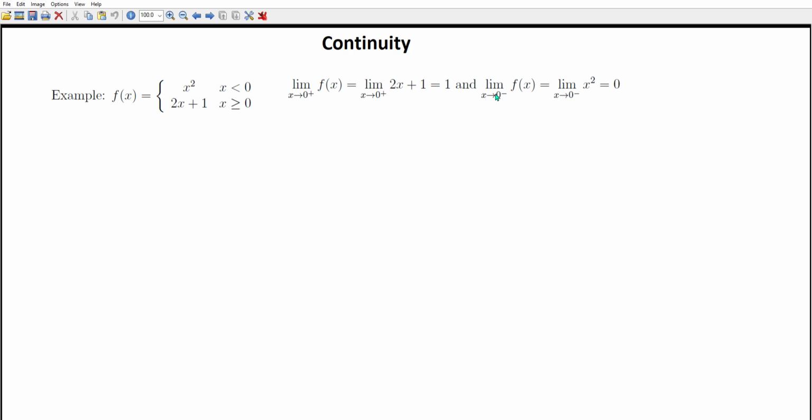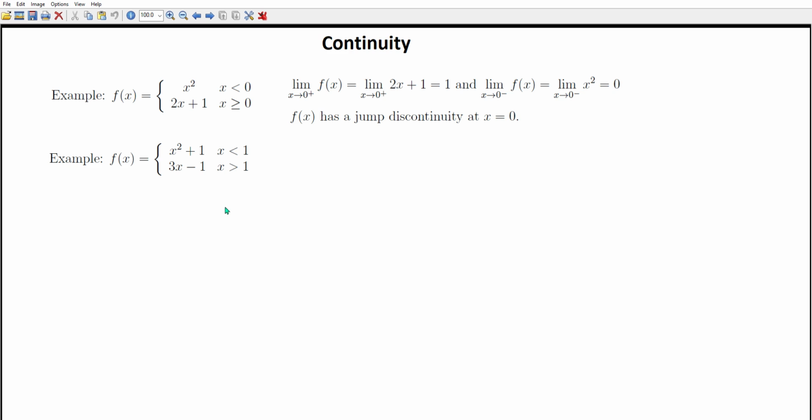When x is less than 0, we're looking at the limit as x goes to 0 minus of f of x. That's x squared. That's 0. These two limits are not equal. That means that this is discontinuous, and there's a jump discontinuity because the limit from one side is different than the limit from the other.